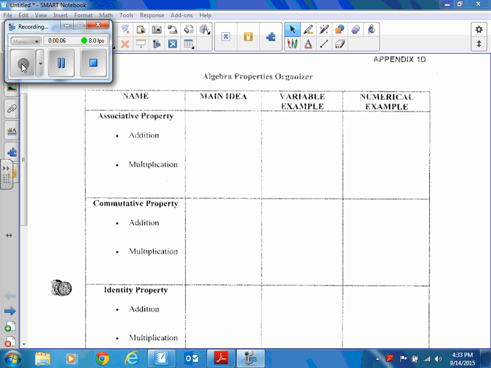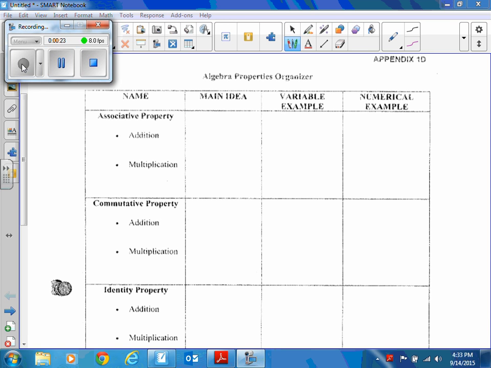All right, welcome to the video on the algebra properties that we will be working with this year in algebra. Some of these you may have seen before, but some of them are going to be new to you. So we're going to start with the associative property.